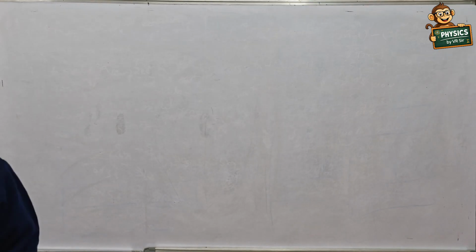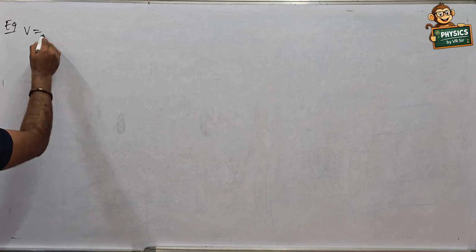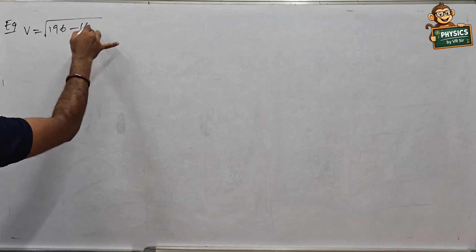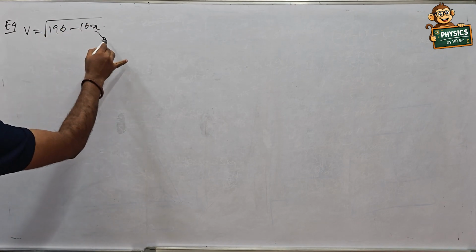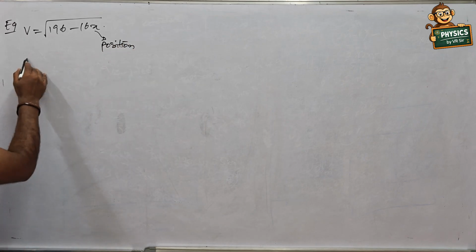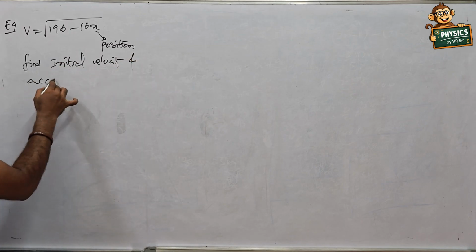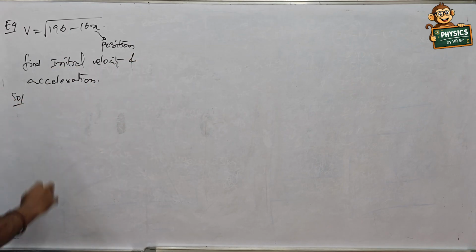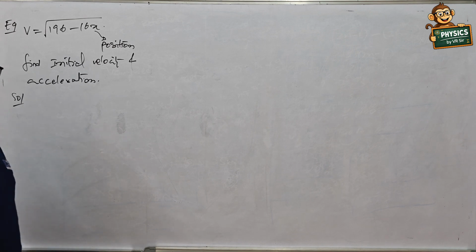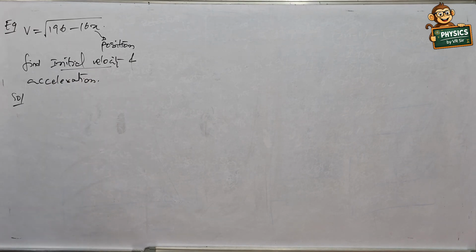Let's take one more example. The velocity as a function of position is given as v equals root over 196 minus 16x. And here please remember this is a position, so velocity as a function of position. Now they ask us to find the initial velocity and acceleration in the given case. Only the information regarding the velocity is given, no information regarding time, but they are asking for initial velocity. Then how can we solve this problem?